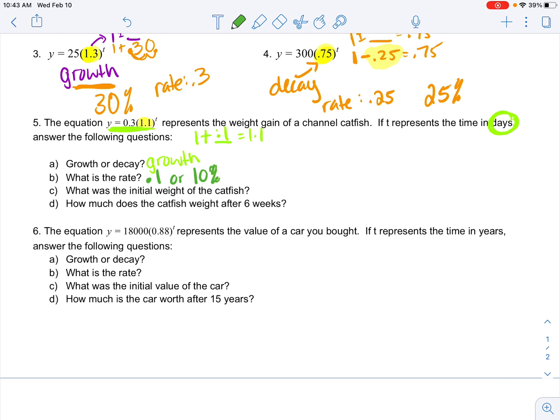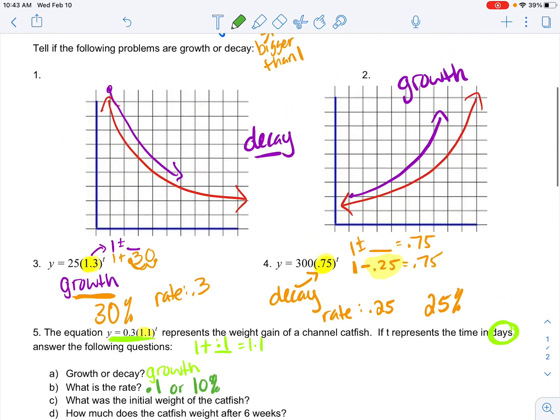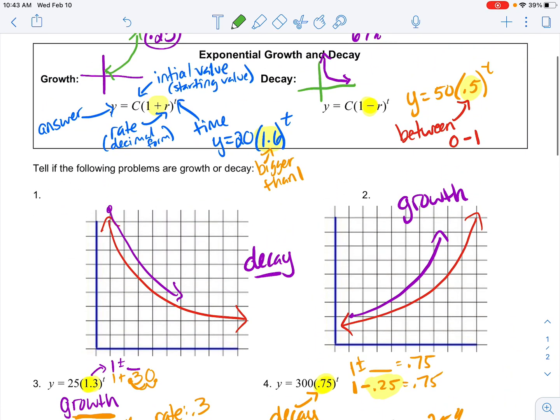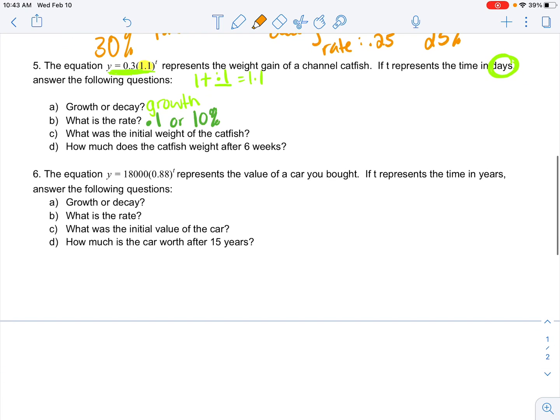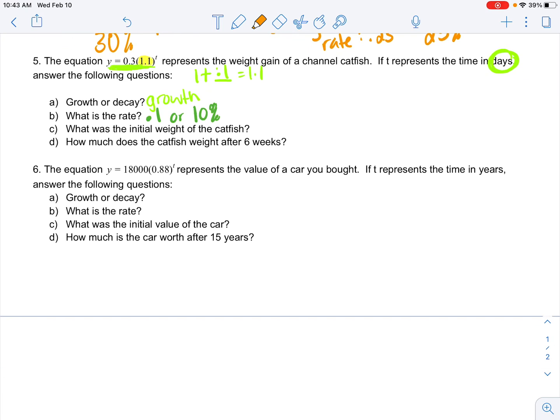What was the initial weight of the catfish? If we go back up to our equation, where's the initial weight value? The initial weight is that C. It's the number that's out in front of the parentheses, in front of the rate. So my initial weight of the catfish is right here, 0.3. And I didn't tell you what it's measured in. I think it was measured in grams.